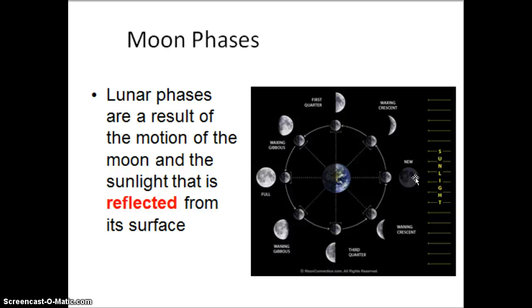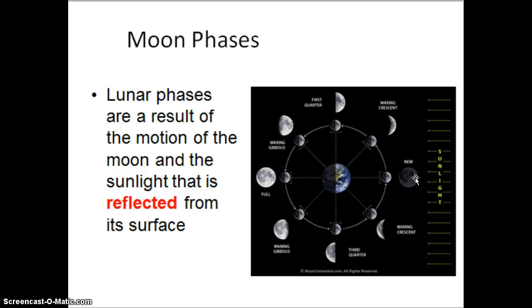Then as the reflective side starts to show, we see the right half of it lit. Anytime you see the right half of the moon lit, you know that the moon is growing in its reflective size. So we call that waxing, and the first phase after a new moon is called waxing crescent. Then we reach the first quarter. We see a quarter of the moon that is lit, or half of the lit half.